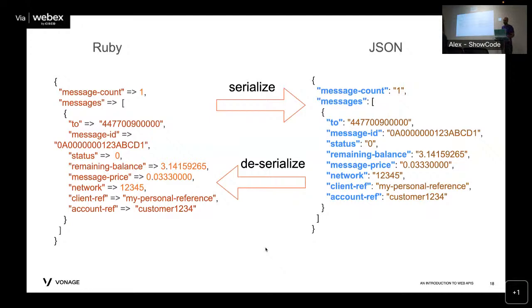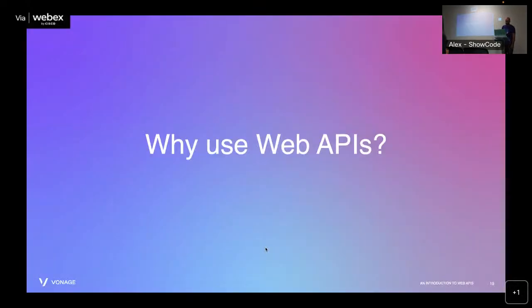So they send JSON to and from each other, and there's still further steps that they need to do. Say, for example, you're working in Ruby, you need to translate your Ruby code into JSON to send it, and then translate it back when you receive the response. So this is a process known as serialization and deserialization. So that's a little bit about what web APIs are.